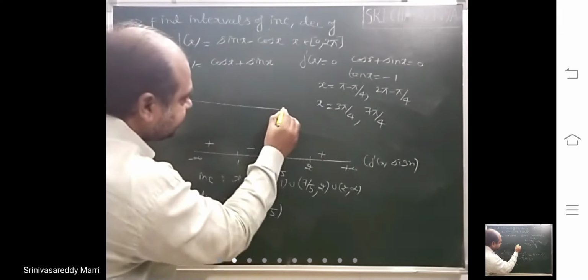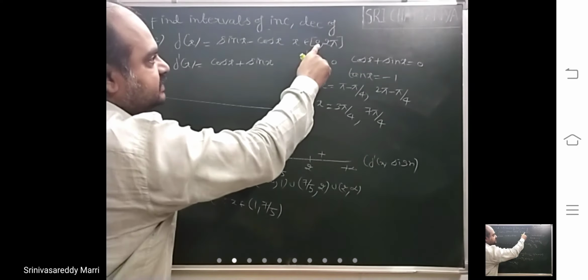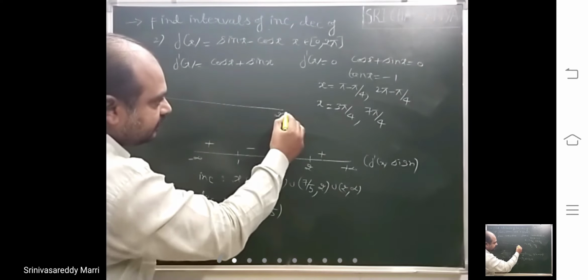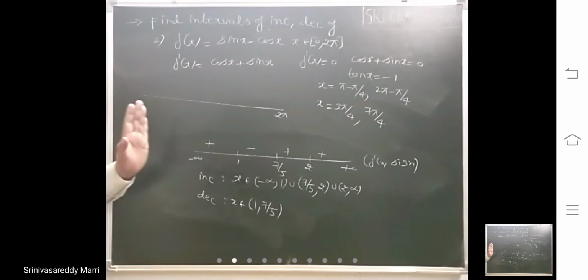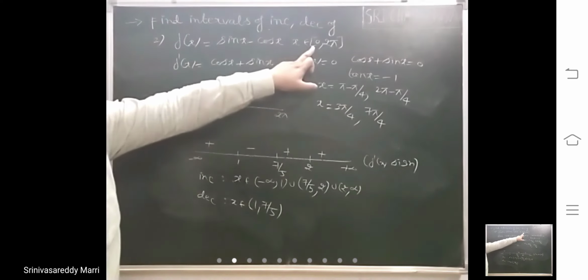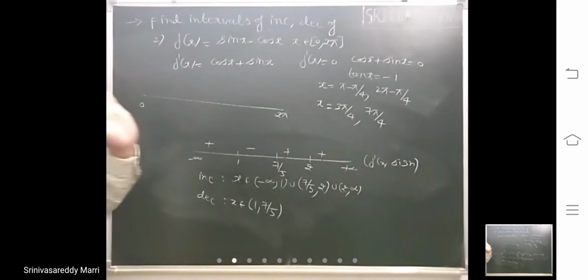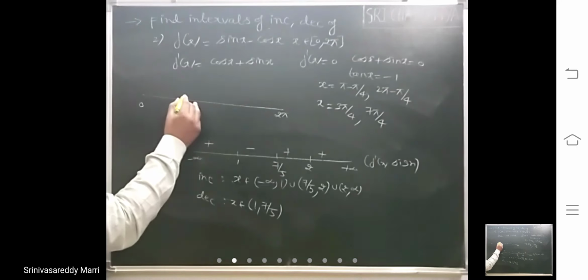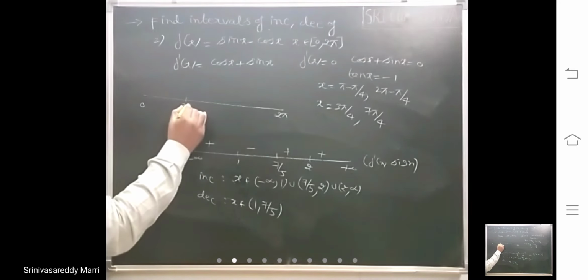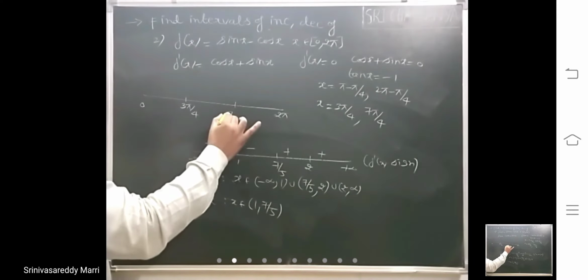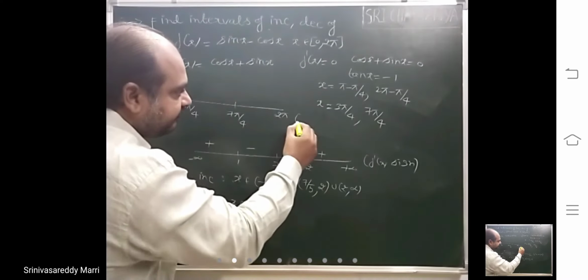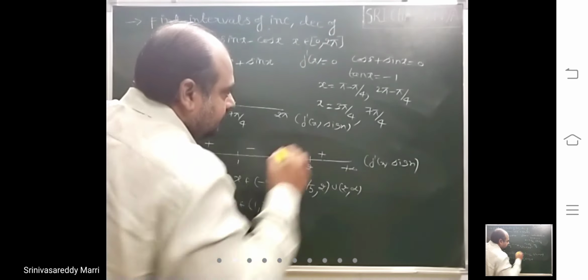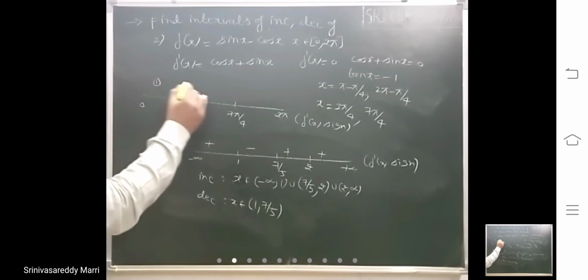Now mark them on the real number line. But x interval is from 0 to 2 pi only. You don't need all the numbers from minus infinity to infinity. He is asking only 0 to 2 pi. So take only 0 to 2 pi. So mark this 3 pi by 4, 7 pi by 4. This is f dash x sign. Now look at 3 intervals are formed.